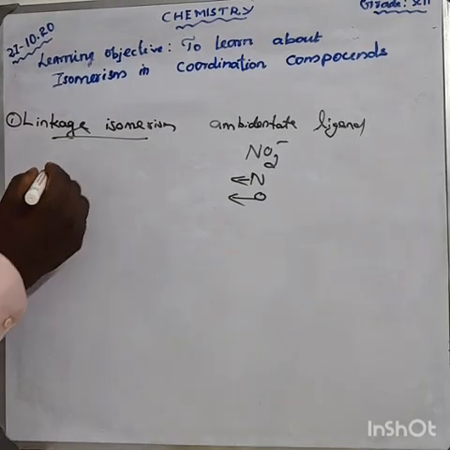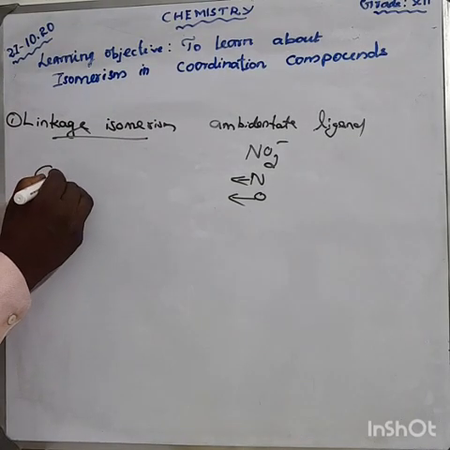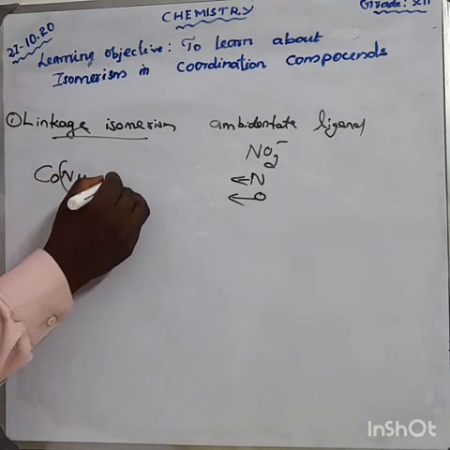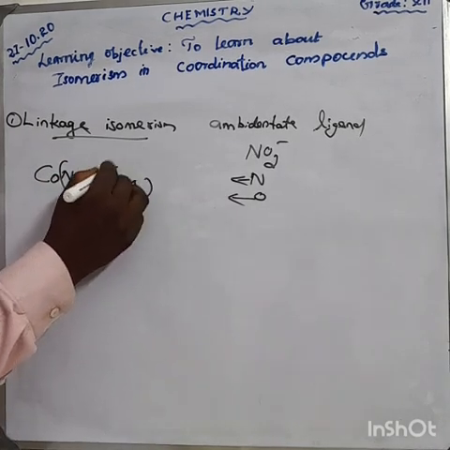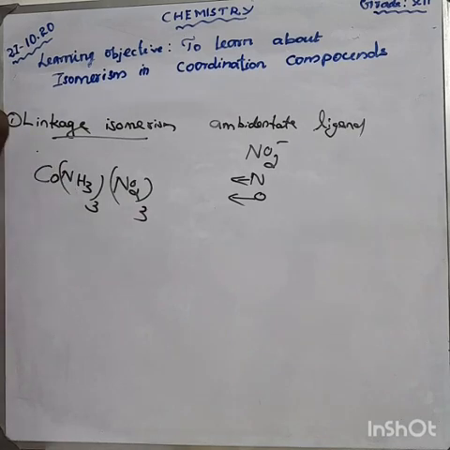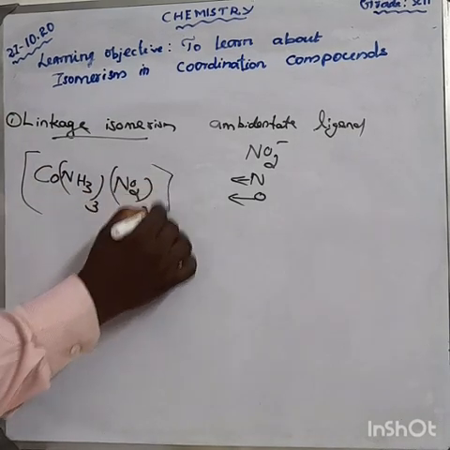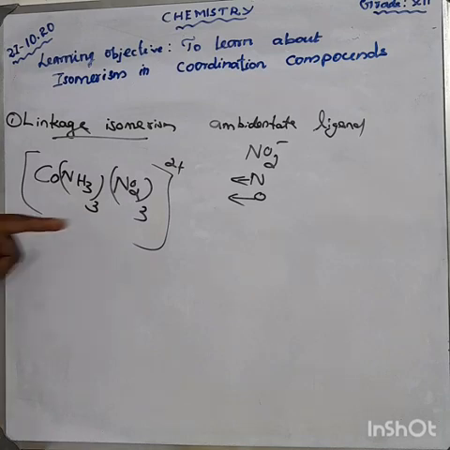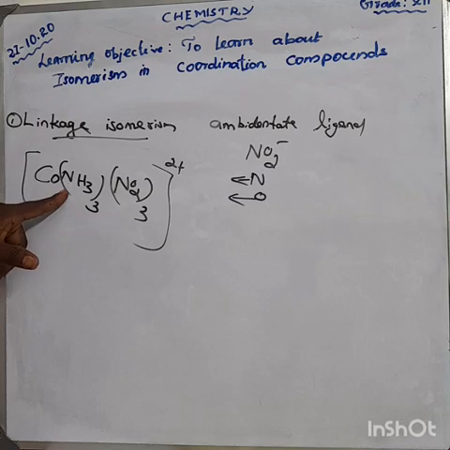An example is [Co(NH3)3(NO2)3], cobalt with ammonia three times and NO2 thrice. This is one of the coordination complexes. Here, NO2 is an ambidentate ligand. This is a neutral ligand. Ammonia is a neutral ligand. Already I told you about that.